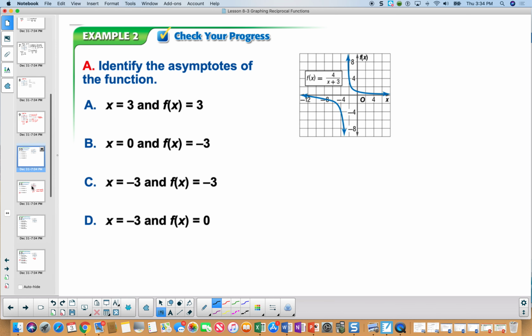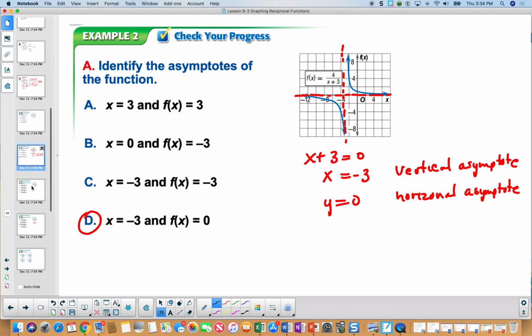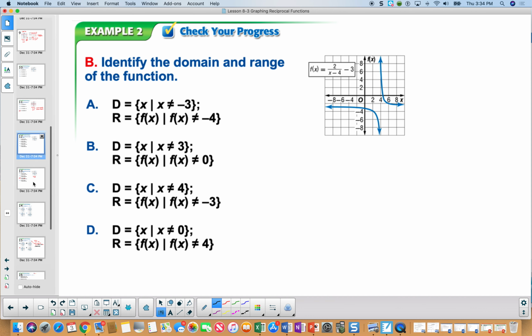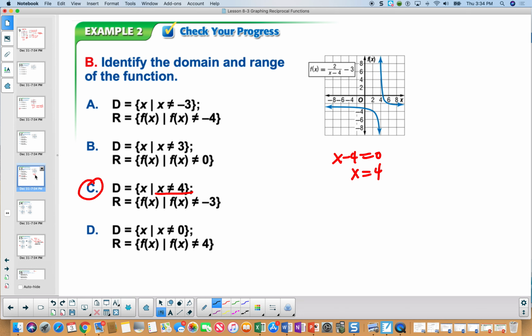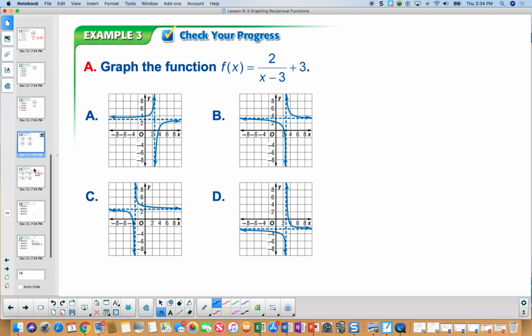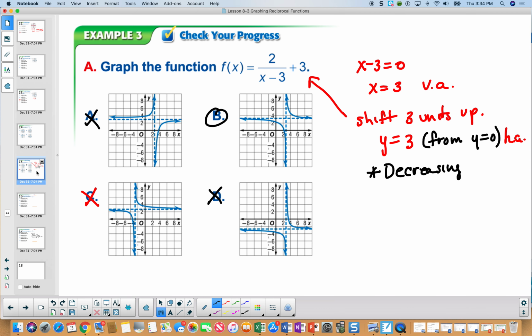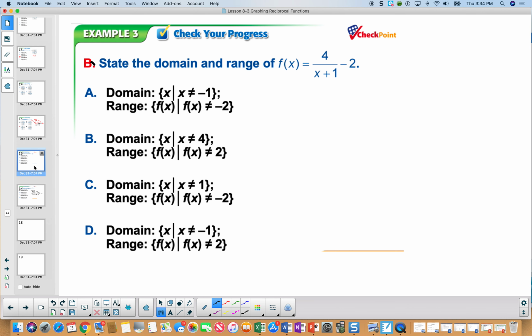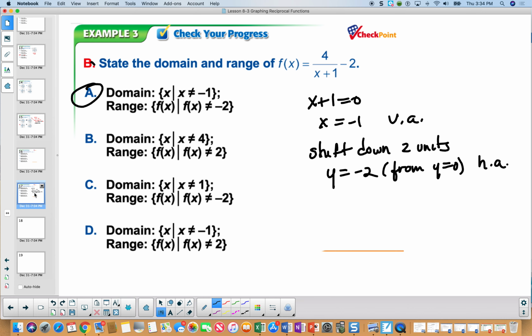Pause to see if you can do the problem. And here's the answer.